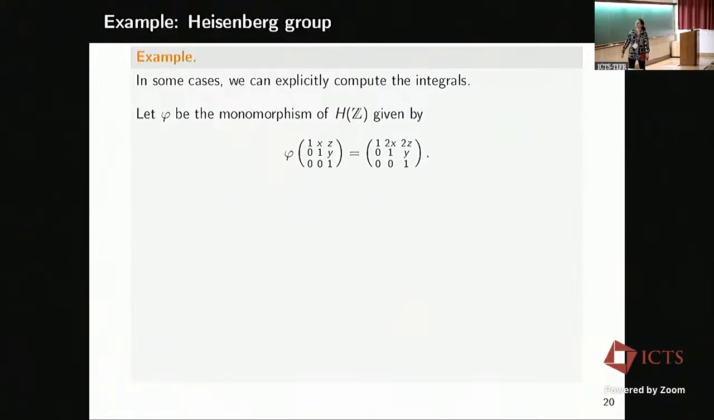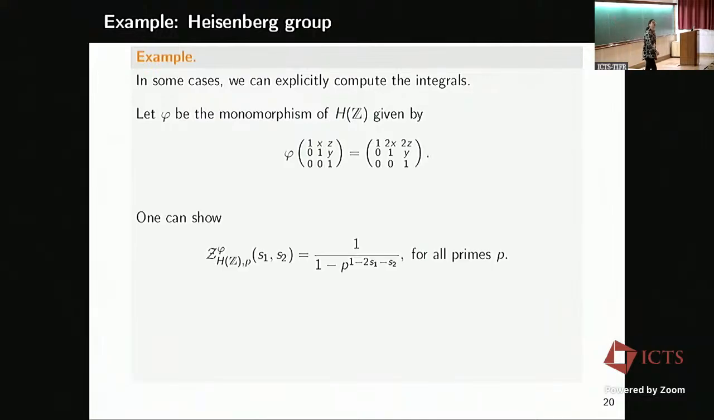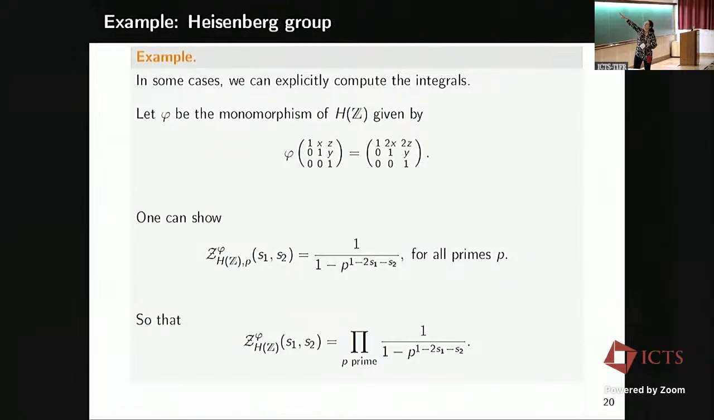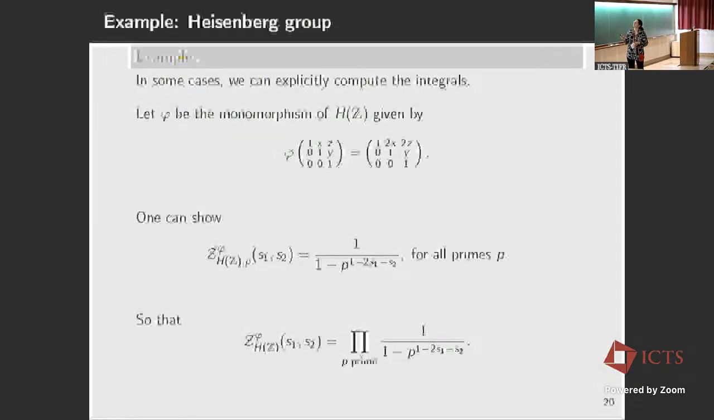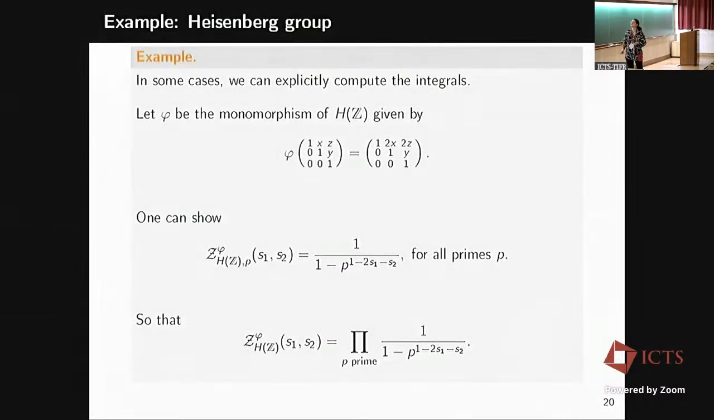I'm not computing an integral, but just to give you one example. So we can sometimes compute the integrals. I'll give you one example so that I gave you one non-abelian example at least. If you take phi over the Heisenberg group, so the 3 by 3 upper triangular matrices, we're taking the endomorphism that sends this generator to twice its value and y to itself.